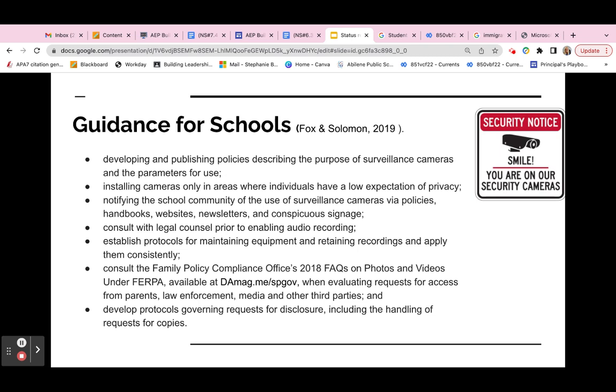Consult the Family Policy Compliance Office on photos and videos under FERPA, and when evaluating requests for access from parents, law enforcement, media, and other third parties. Again, just making sure that we are following those rights and responsibilities under FERPA. And then develop protocols governing requests for disclosure, including the handling of requests for copies.